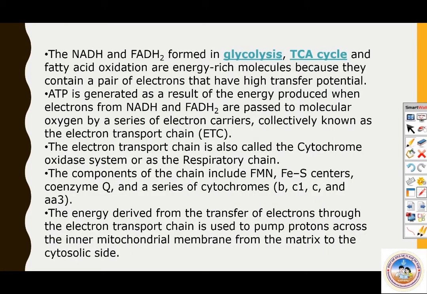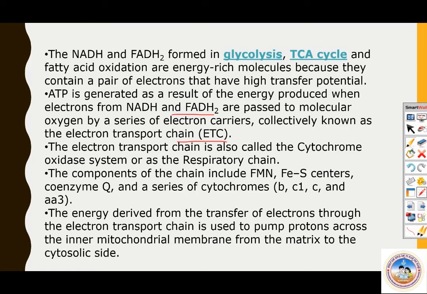Hope it will be easy for you. NADH and FADH2 are formed in glycolysis and the TCA cycle. Okay. So ATP is generated as a result of what? Energy producing electrons from NADH2 and FADH2 are passed to molecular oxygen by a series of carriers, collectively known as what, children? Electron transport chain. And oxygen finally receives the electrons from all these electron carriers. So this is nothing but the electron transport chain.